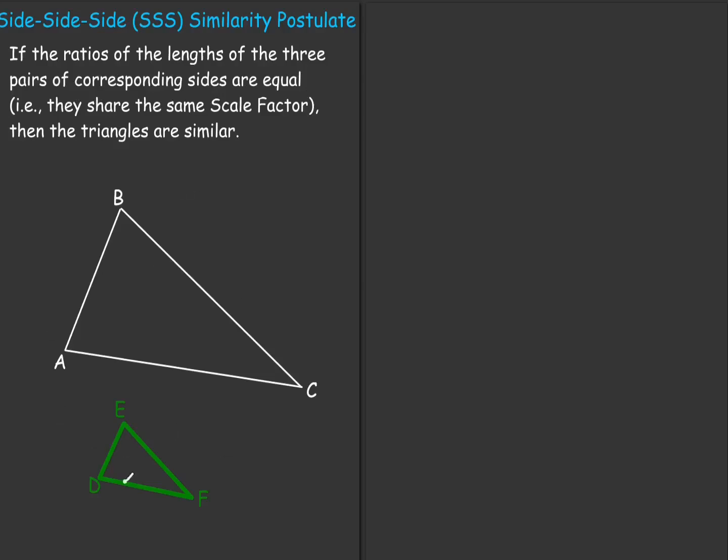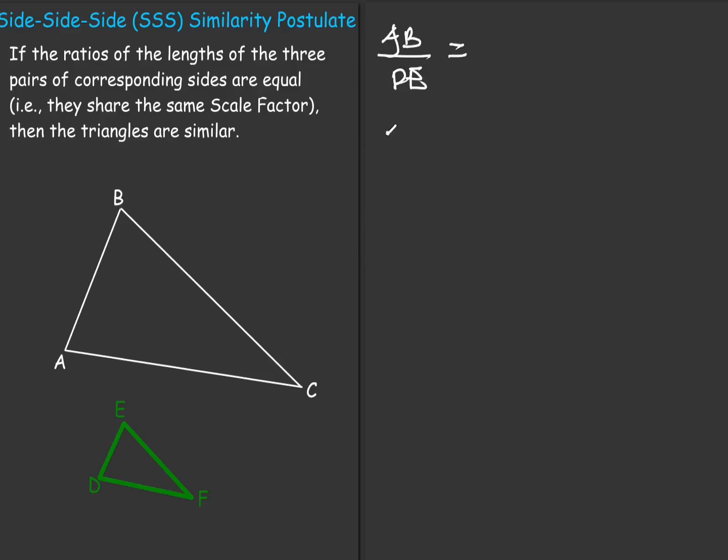So let's take these two triangles we have over here. The angles have not been labeled, but the sides are labeled. The side-side-side similarity postulate is saying that if I take the length of AB, and then I find its ratio with respect to the length of DE. I'm taking DE because they are corresponding sides, which we have looked at what it means.